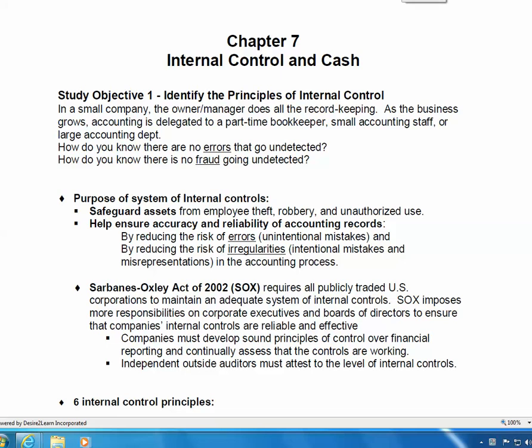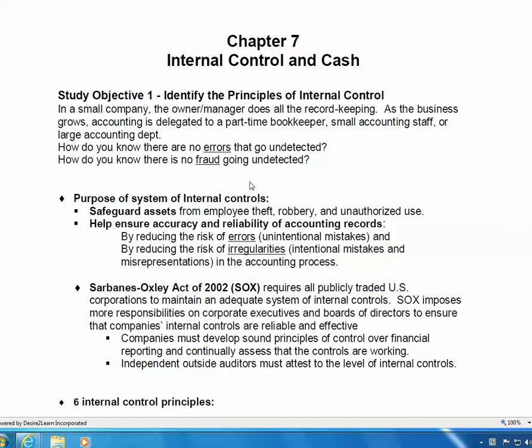This document on internal controls and cash is also located in the Chapter 7 module at our e-learning site, so you can print it off or take notes on it if you'd like to. I put this document together to try to summarize some of the key ideas from the first two study objectives in the chapter. What are internal controls? What is this all about?